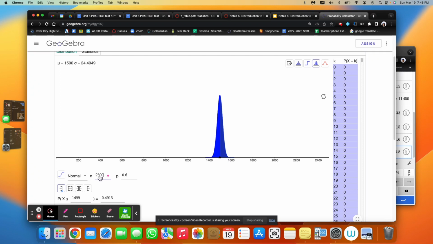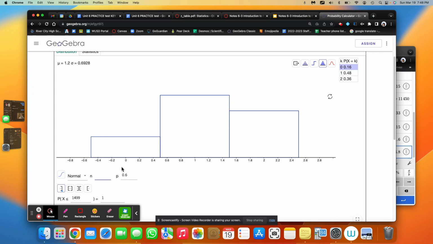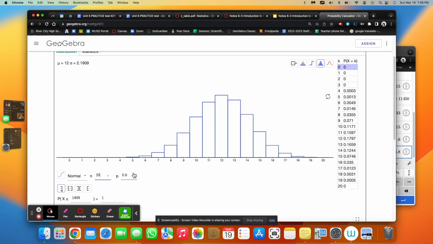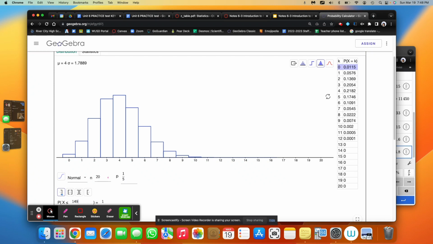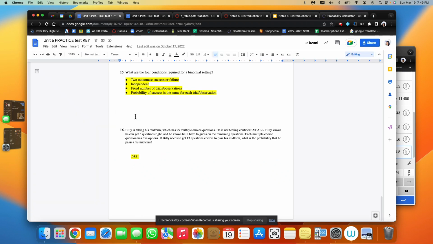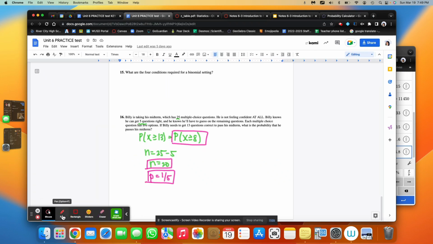So the total number of questions he's guessing on is 20. The probability of him guessing right is 1 over 5. He needs to get 8 or more questions right, so greater than or equal to. That's going to be 0.0321. So the probability that he passes his midterm, if he's guessing on the questions, would be 0.0321.